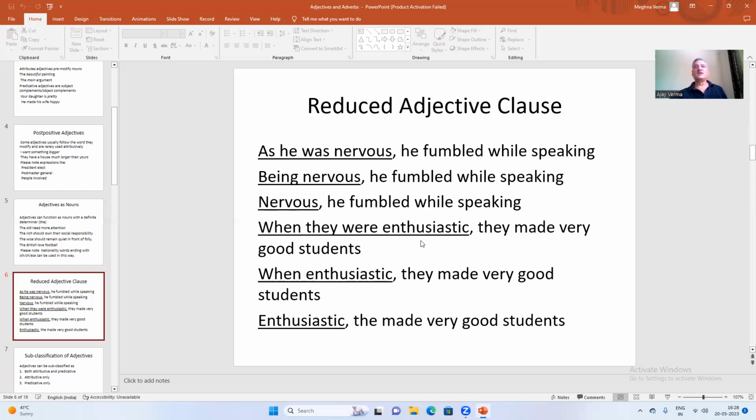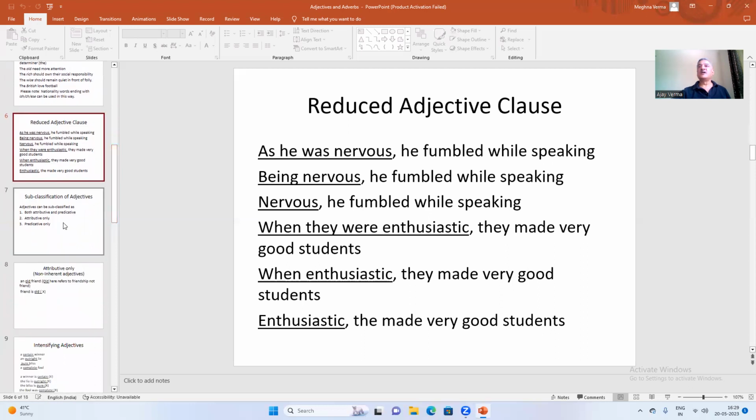When they were enthusiastic, they made very good students. When enthusiastic, they made very good students. And lastly, we can also say enthusiastic. Now, enthusiastic, rather than being only an adjective, is actually a reduced adjective clause. So we must have knowledge of such reduced clauses, and we should be able to identify this kind of usage, okay, when we see it being used in various sentences.